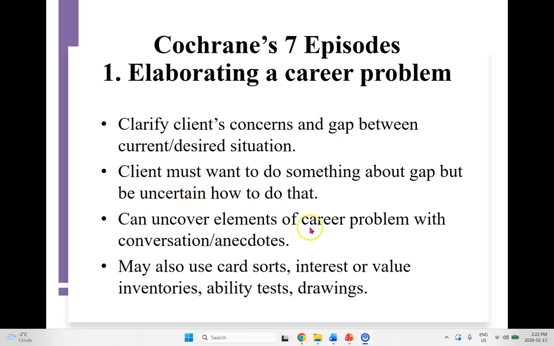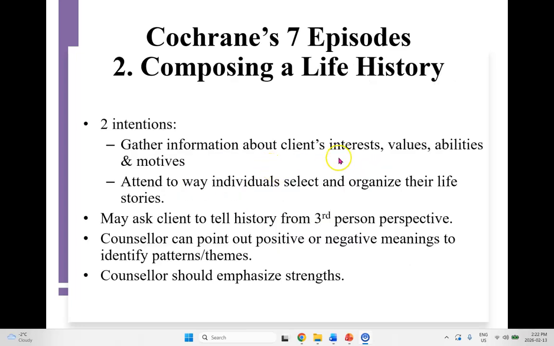We can uncover elements of the career problem with conversation and anecdotes. In other words, getting them to tell stories. Now, we can also use card sorts, interests or value inventories, ability tests, and even drawings. And I will show you an example of what that might look like in just a moment. Although some of these other tools are more prescriptive in nature, for example, if you did the Holland assessment, that is more of a prescriptive model. It can still be used within this descriptive application of narrative counseling.